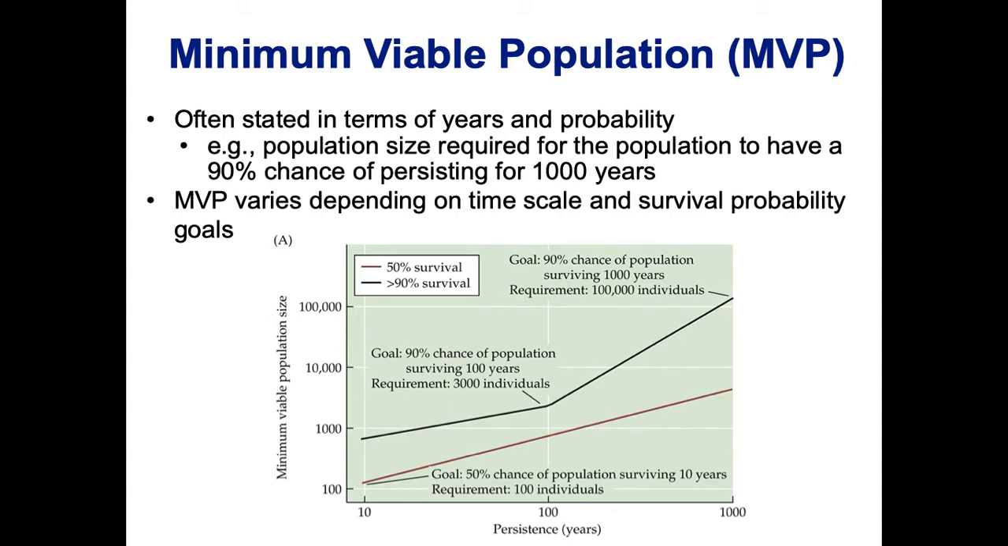And if you're interpreting these, you need to make sure you look at the axes on these graphs very closely. So a lot of times there's time on the x-axis, but the y-axis might be either the probability of survival or the minimum viable population size. So those are important things to look for when you're interpreting these graphs.